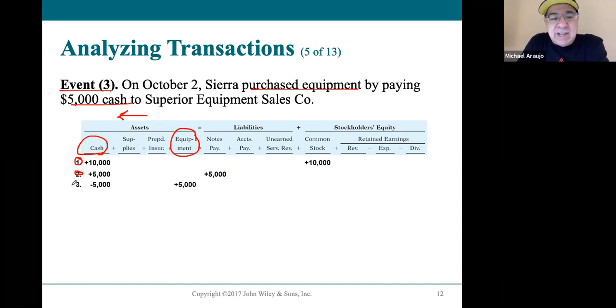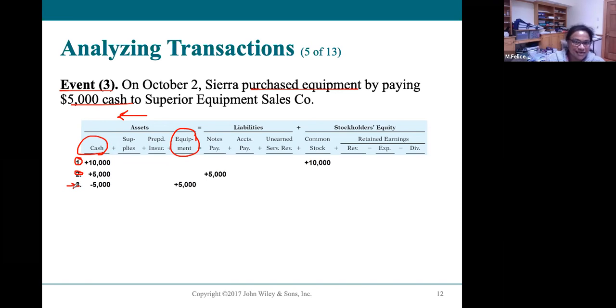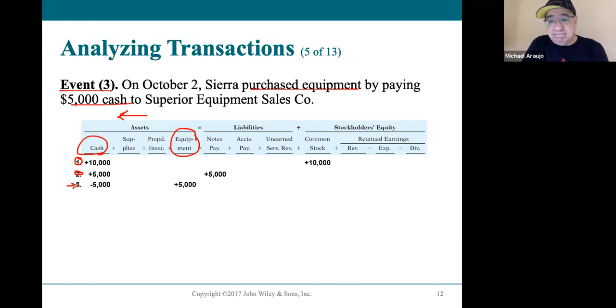So here we're saying we have less cash. So what side of the cash? There's only two sides. One side increases it, one side decreases it. So we debit 5,000 from cash. No, that means we would have more.